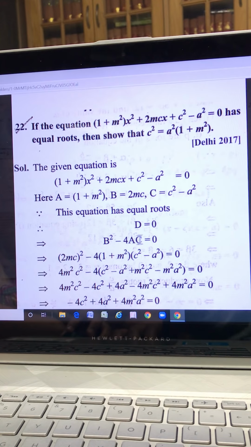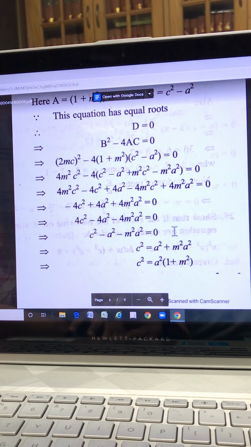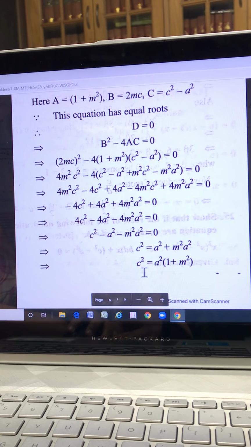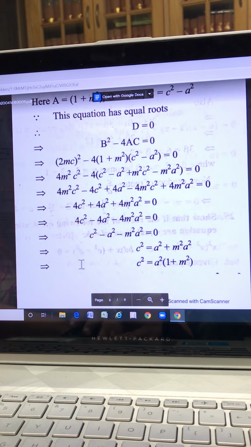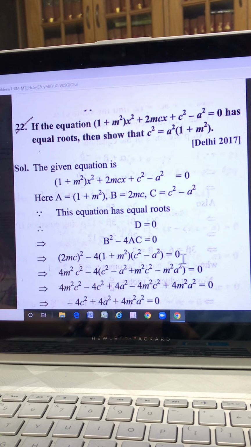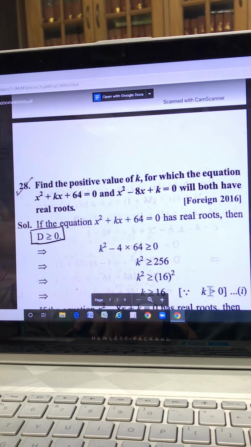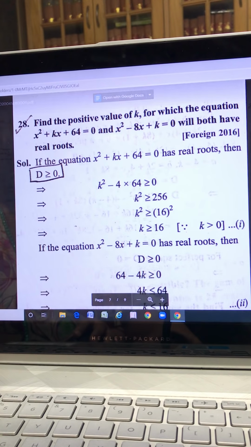So you can find the discriminant b square minus 4ac, and solving it, you simplify it, you will get the required condition. Alright, so the only thing you have to apply here is that if the roots are equal, then the discriminant is 0. The rest all is the calculation work. Let us move on to the next question.